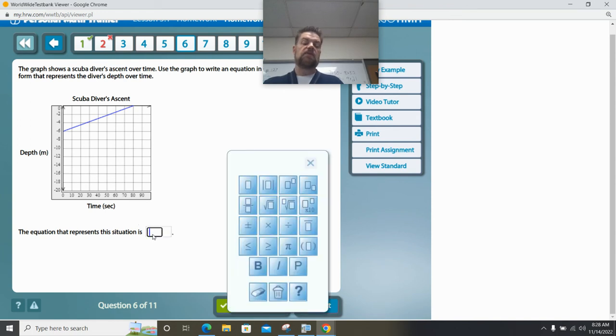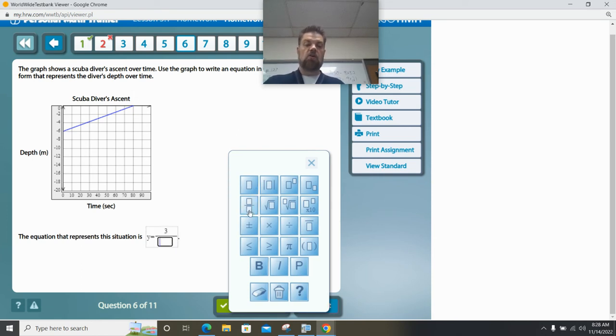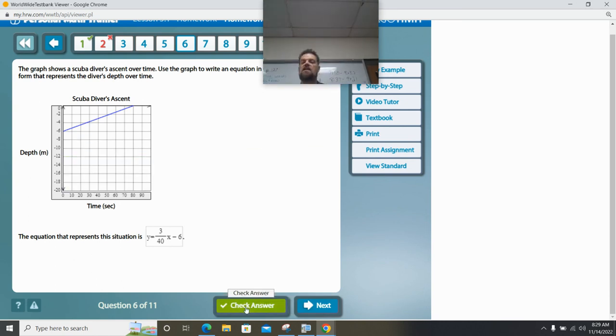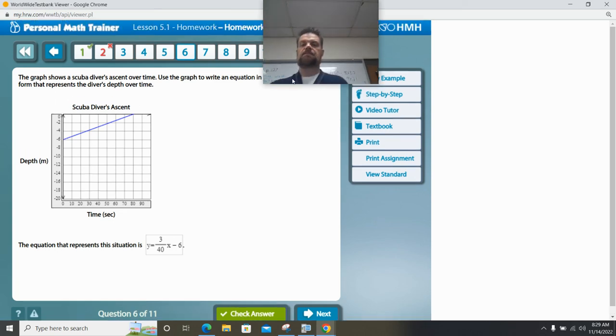Well, we could try it this way. Did you try it with the fraction? Okay, so we're going to say y equals, put our fraction in, 3 over 40 x, and what was it, minus 6? Minus 6. You got to put the spaces in. Well, let's try it this way and see. See? So that's not that hard. Okay?